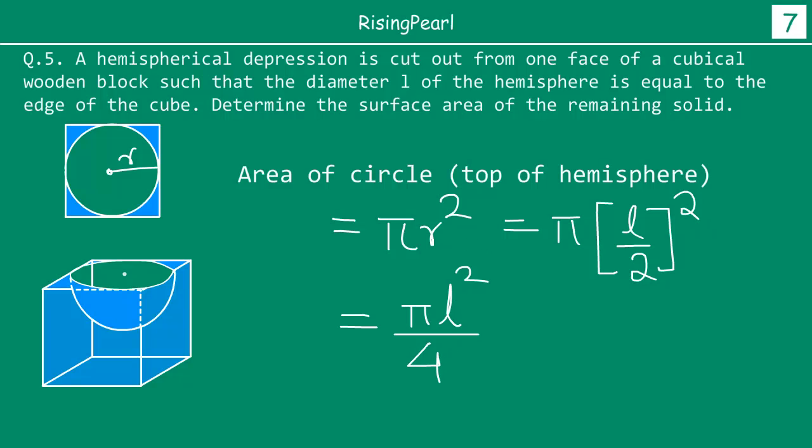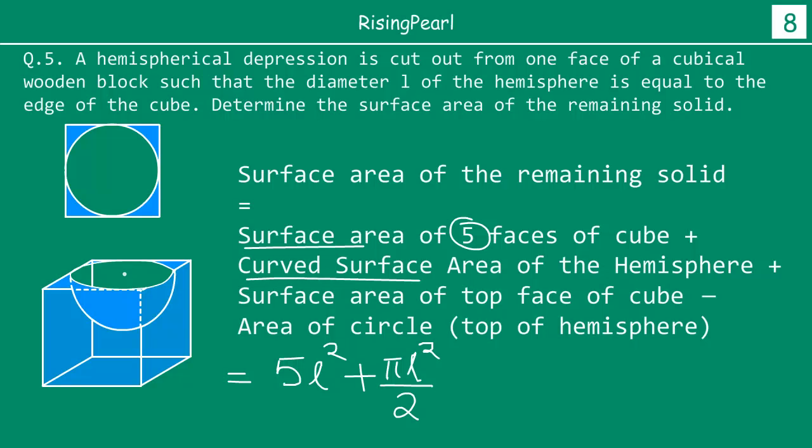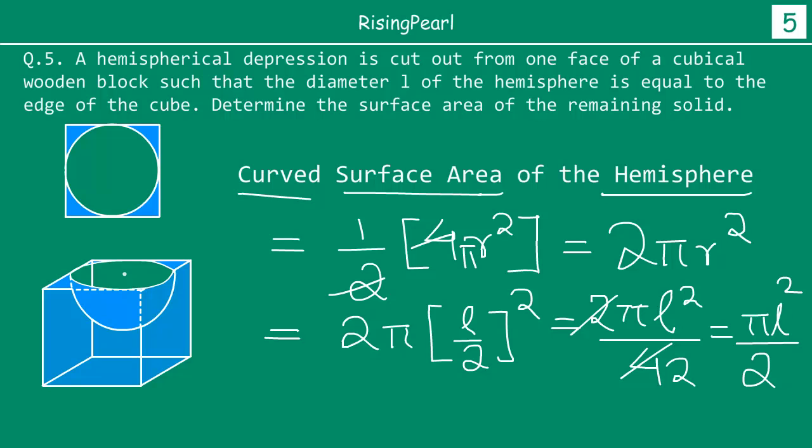So friends, now we have calculated each of the 4 areas. Now going back to the total surface area. The total surface area will be equal to what we have found out separately. The first one, the surface area of 5 faces, is 5L square, plus the curved surface area of the hemisphere, which we found to be pi L square by, I believe it was 2. Let's quickly check on that. I am pretty sure that is what it was. So let's take a look. The top surface, yes, it was pi L square by 2.